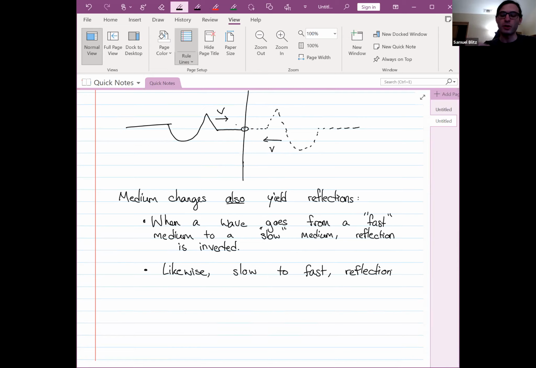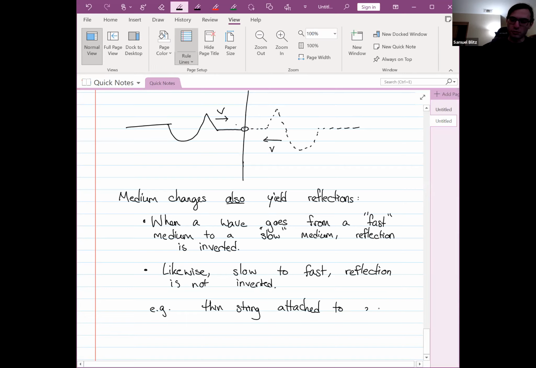Right. So from a slow medium to a fast medium, the reflection is not inverted. And so the example here is a thin string attached to a thick rope. The rope is effectively a fixed boundary because the thick rope is not going to move very much.